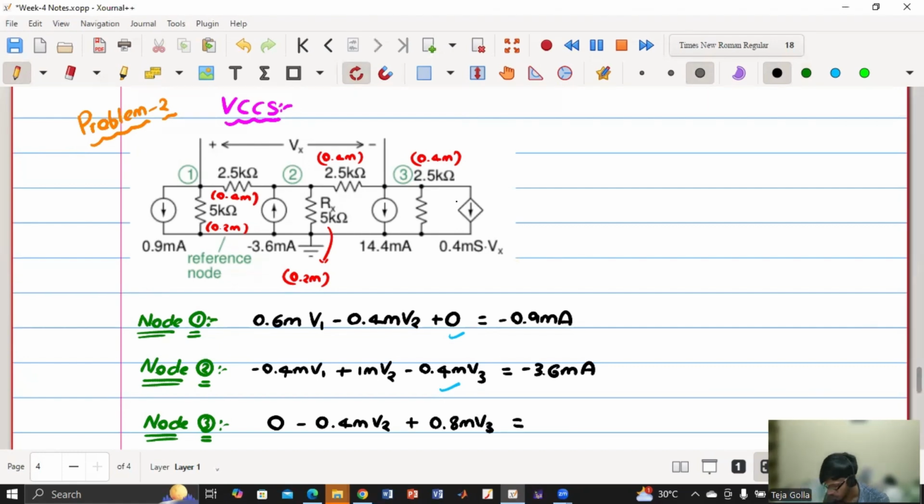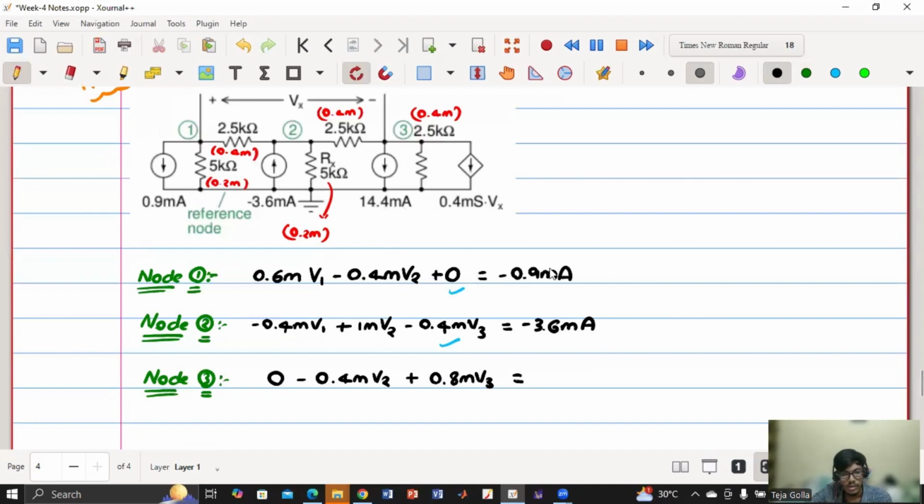So what is the current entering? There are two currents. One is independent, one is dependent. But let me know the overall expression. After that, I'll tell you what to do. Minus 0.4 Vx minus 14.4 milli. Yes. So current entering is minus 14.4 milli minus 0.4 milli Vx. Everyone agree with this?